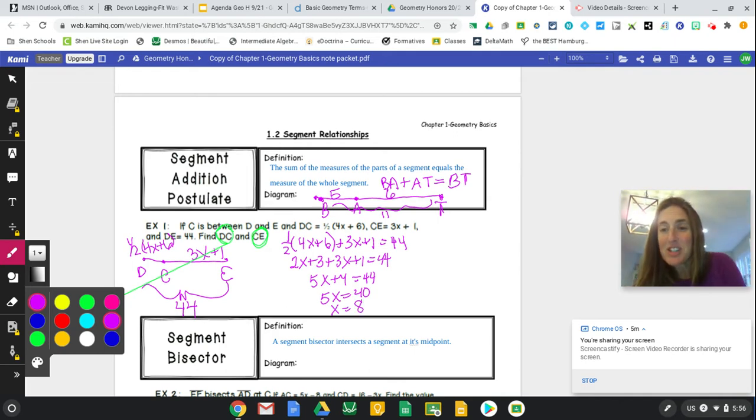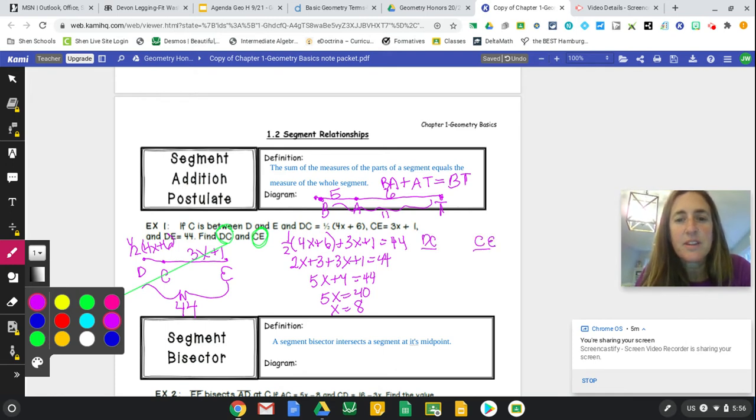And some of us would just stop there and say, that was good enough, but that would be naughty, because we actually have to solve and find DC. And we need to find CE. So DC is 1/2 of 4x plus 6. Well, I'm going to take half of 4 times 8 plus 6.